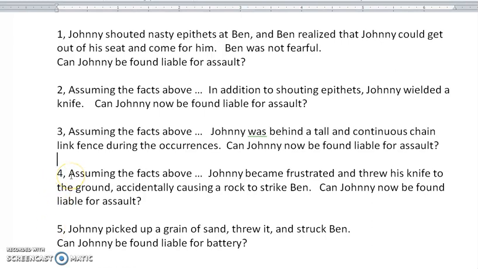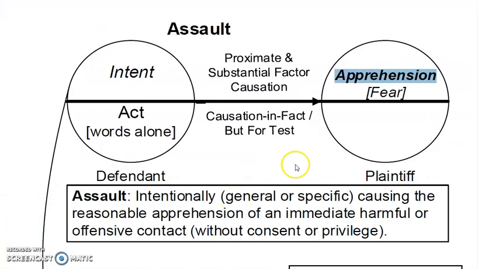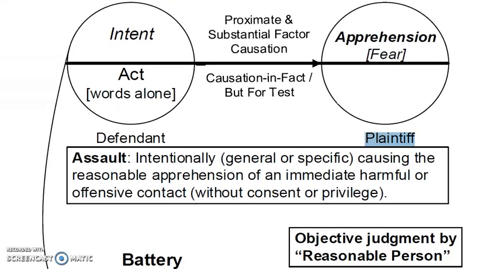Then number 4 extends the fact pattern. Assuming the facts above, Johnny became frustrated and threw his knife to the ground, accidentally causing a rock to strike Ben. Can Johnny now be found liable for assault? So we go back to the graphical definition of assault, and we find here a blank space, in that the things that were caused on the plaintiff, Ben, do not include a physical contact. So in this case, we are not dealing with the proper tort. The proper tort would be battery. And so we have to move to the proper tort, which is found here.